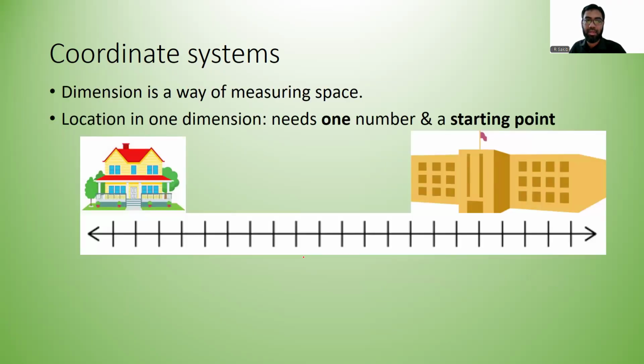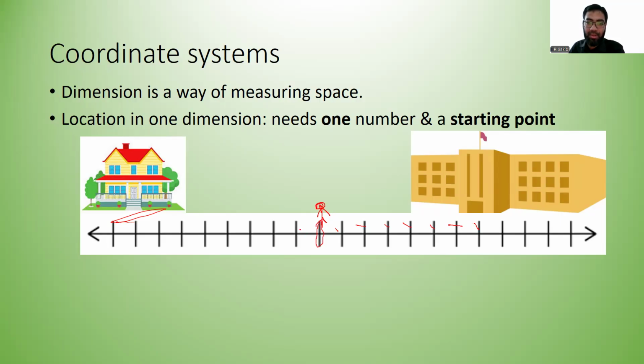Okay, so here, dimension is a way of measuring space, and one dimension means one number and a starting point. This starting point means a reference number. For example, let's say this is my reference point here, then if this is the Crimson Global Academy office or my school, we can count and measure 1, 2, 3, 4, 5, 6, 7. So if my starting point is right here, then we can say that the school or the Crimson Global Academy office is 7 units away from my starting point.